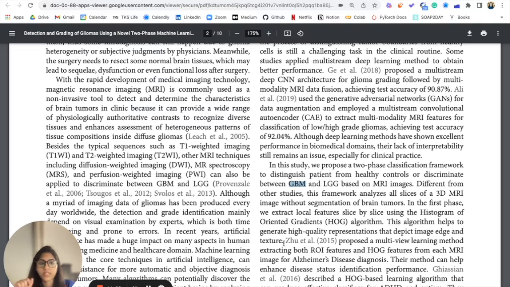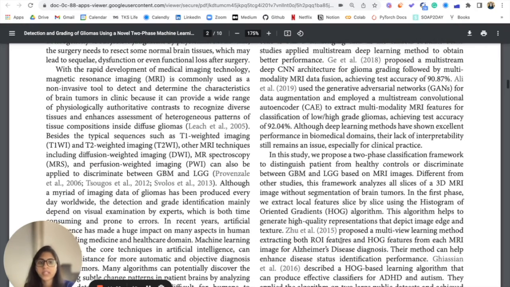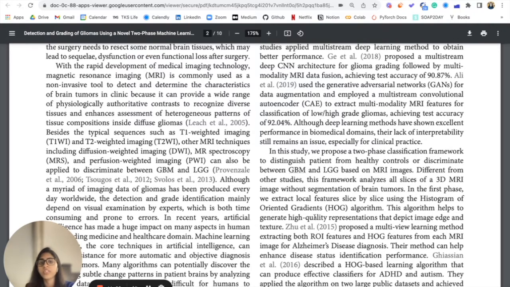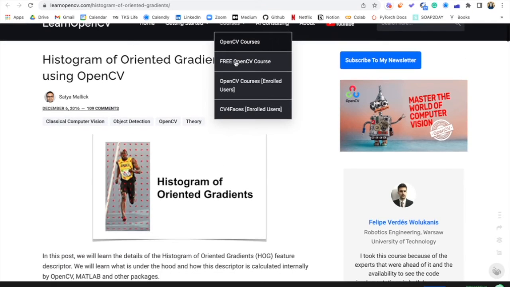So that's probably the reason they sliced it, plus it's a lot more accurate to do that. Again, what they're doing in the first phase is looking at each cell. They have a certain amount of cells, and they're extracting the local features slice by slice using the histogram of oriented gradients, or the HOG algorithm. This is what the HOG algorithm is over here.